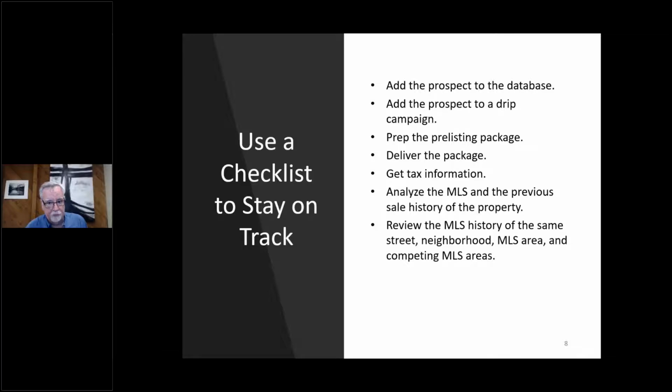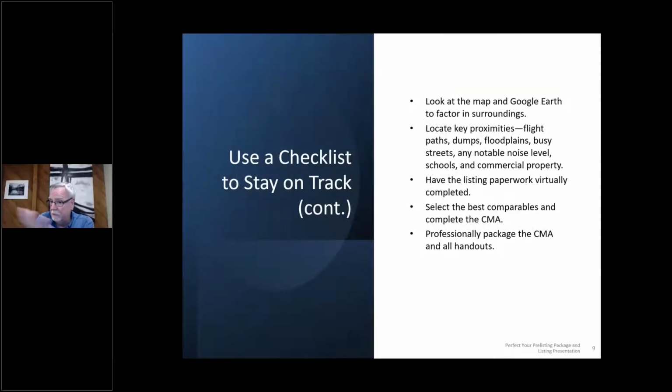That does not include the CMA, right? But it's more of a general thing about information about marketing plans and things like that, and statistical information. I can show you how to generate some of that very quickly. And you might mail it to them, email it to them, depending on how you're going to do it. Get the tax information, we'll talk about that. Analyze the MLS, and we're going to actually go into the MLS, and I'm going to do one of these. You might want to check it out on Google Earth, right, to see what's around it so you get an idea. Flight path, dumps, floodplains, busy streets, anything like that.